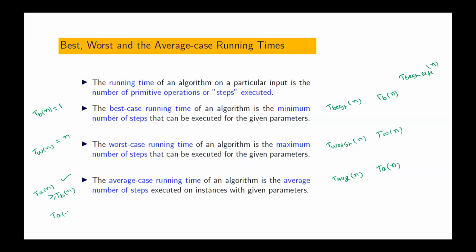Similarly, TA of n and TW of n, what is the relation? Definitely TA of n should not be more than TW of n, the worst case number of times it is performed. So therefore, TB of n is less than or equal to TA of n, which is less than or equal to TW of n. Is this correct? Always? Yes, sir. It is correct.